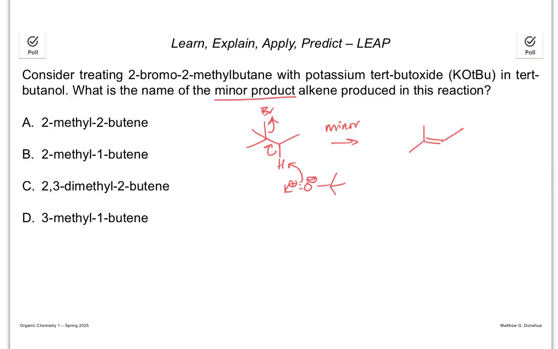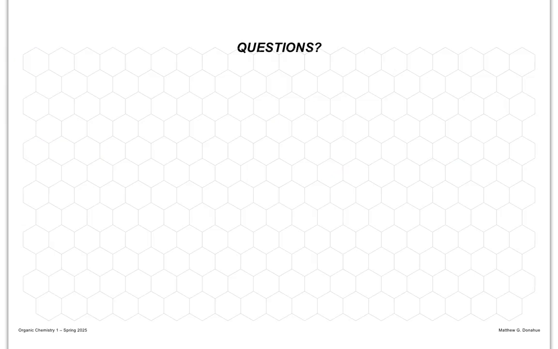So it's still 4 carbons long, but now the alkene starts at position 2. So it's a 2-butene. So that eliminates D and B. There's only one substituent on the chain that's at the 2 group, so this is 2-methyl-2-butene, so the answer is A. Any questions?